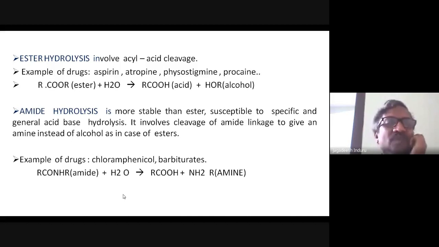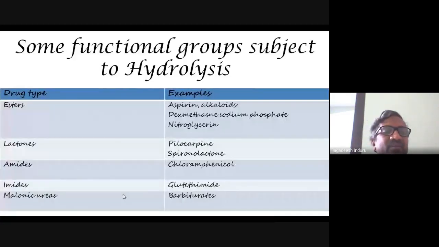Some examples of amide drugs are chloramphenicol and barbiturates. They are used as hypnotics, and you might have already studied them in pharmacology and medicinal chemistry. Whereas the ester drugs we commonly use are atropine, aspirin, physostigmine and procaine, and adrenaline. Some of the functional groups are subject to hydrolysis, and there are some more things which are being categorized as well.